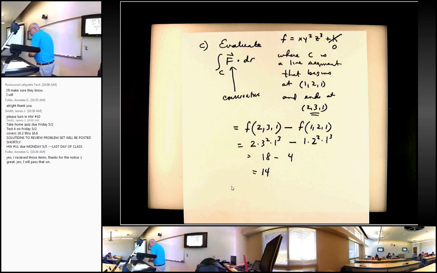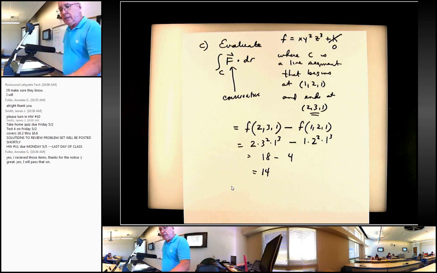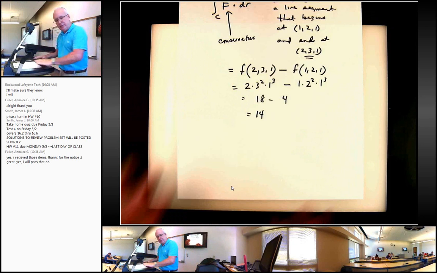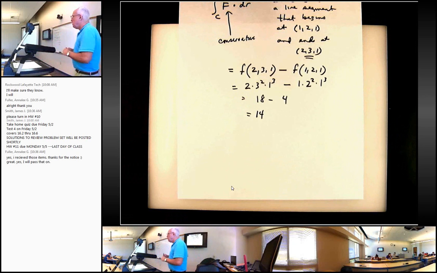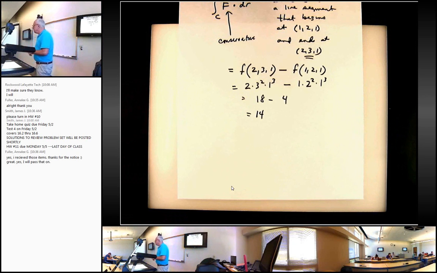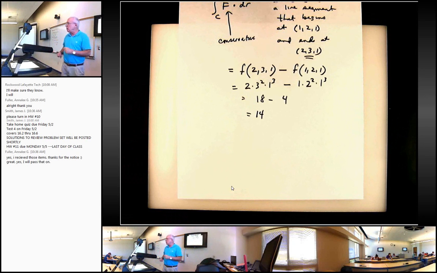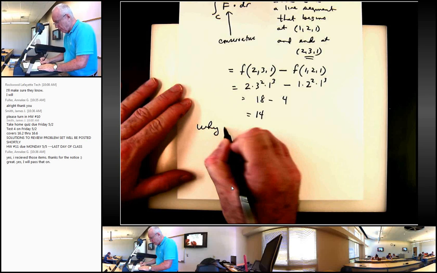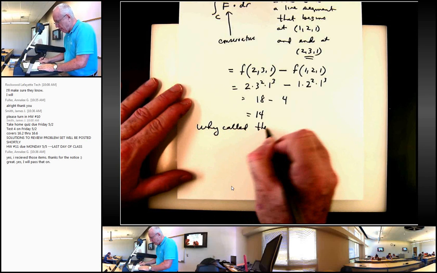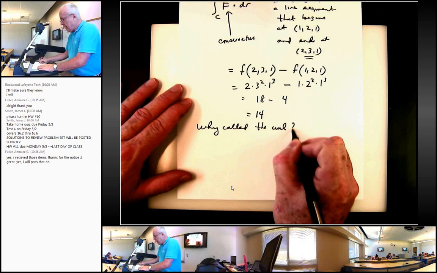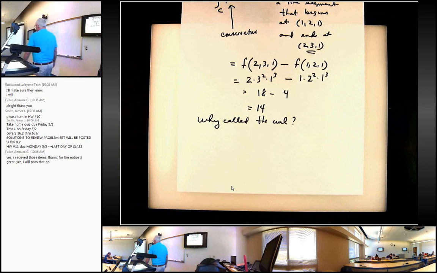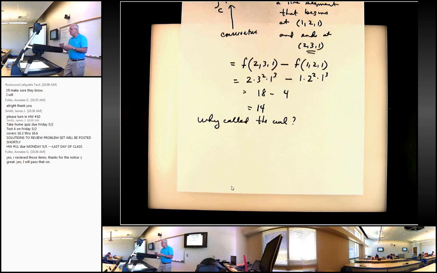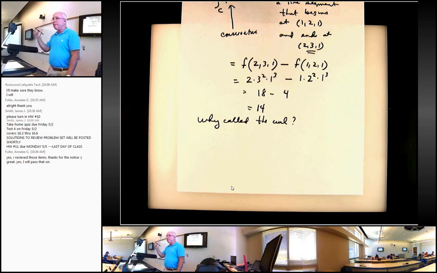One thing, for those of you who are going to be taking physics or have taken more physics, the question is, why do they have the name of this vector? Why is it called the curl? So we have some vector field, capital F, and we take its curl and we get a single vector.